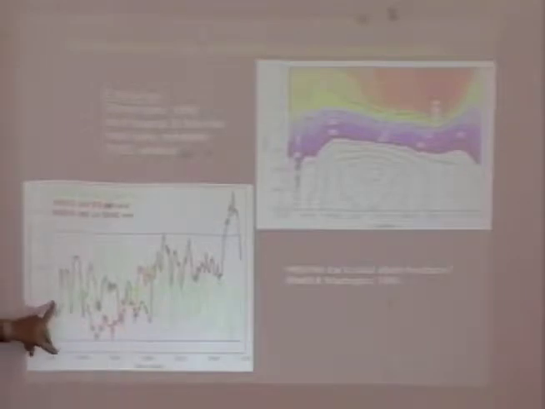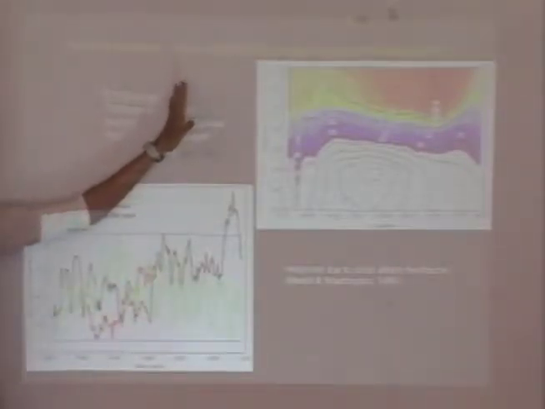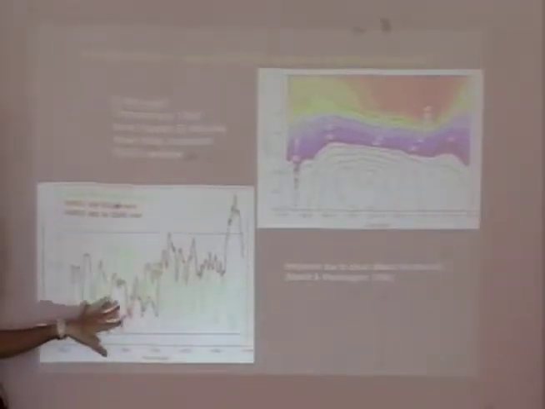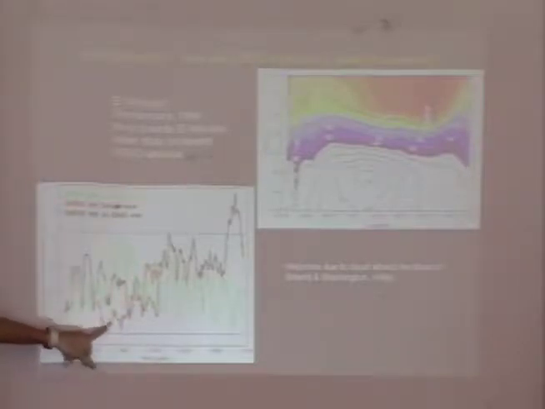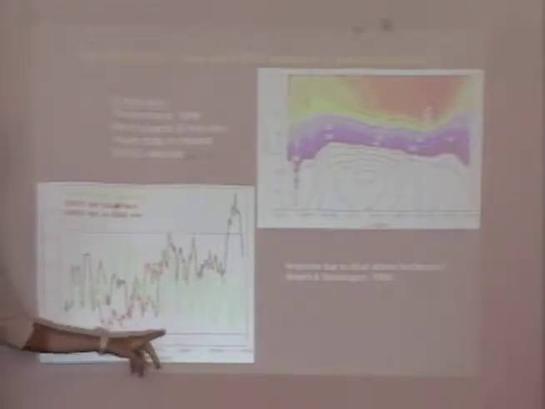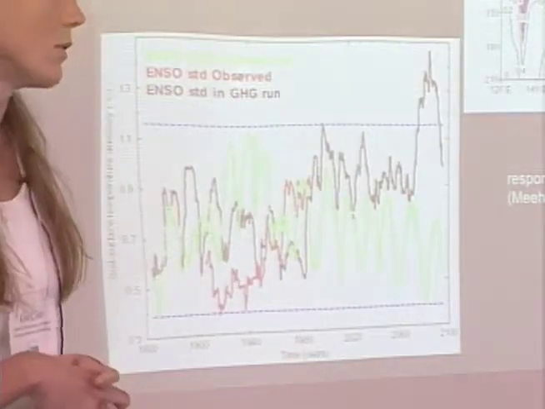But there are three curves on here. There's a control run that they did without the radiative forcing from CO2, and you can see that in green going along. There's variability in this system, a lot of variability. There's the red, which is the evolution of El Nino intensities and standard deviations over the last century. And then there's the black, which is the CO2 forced run.